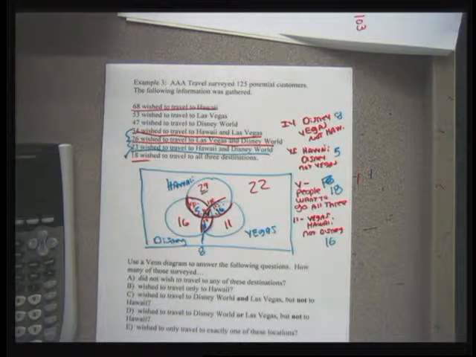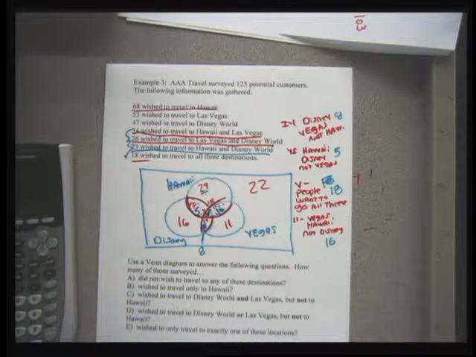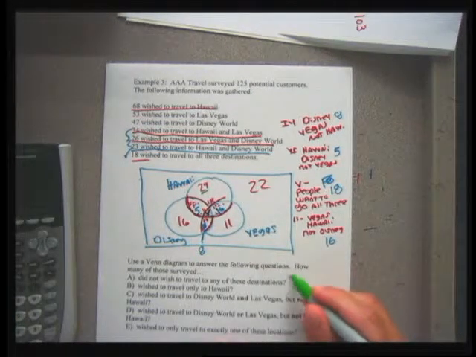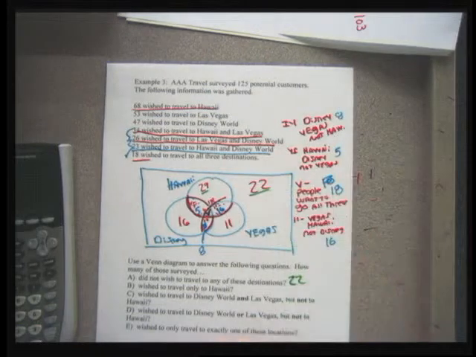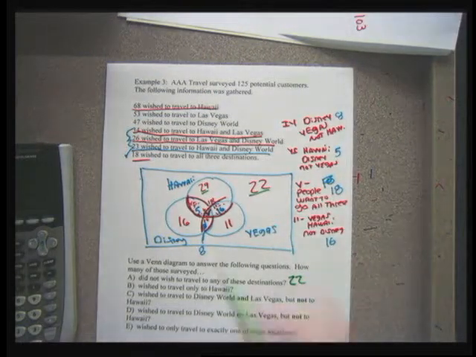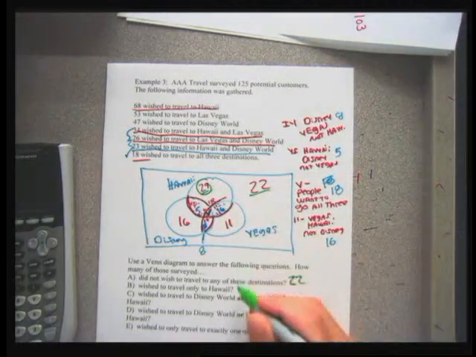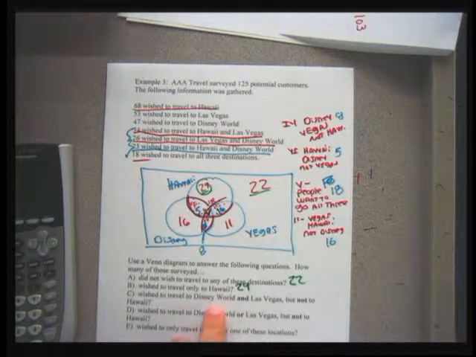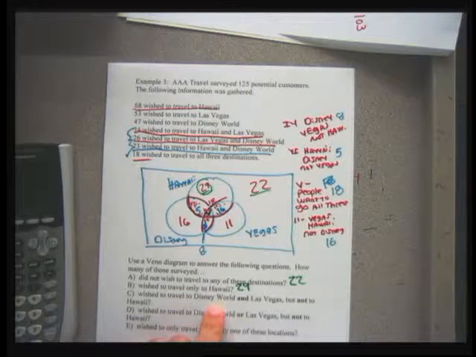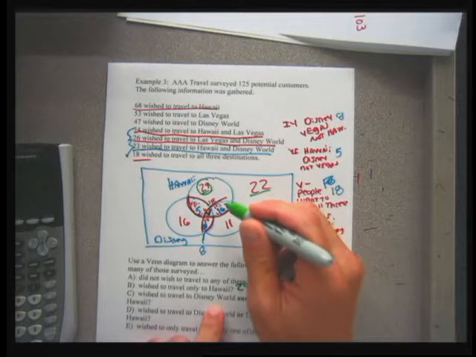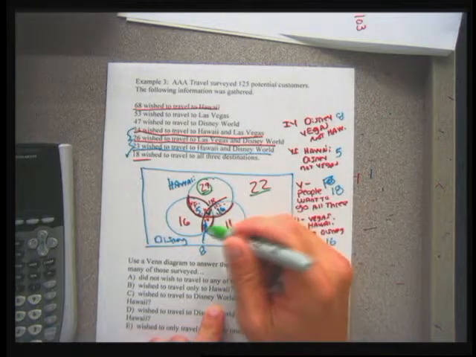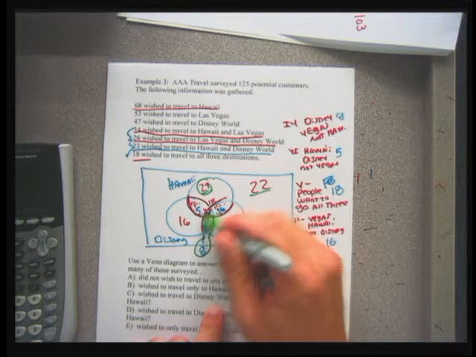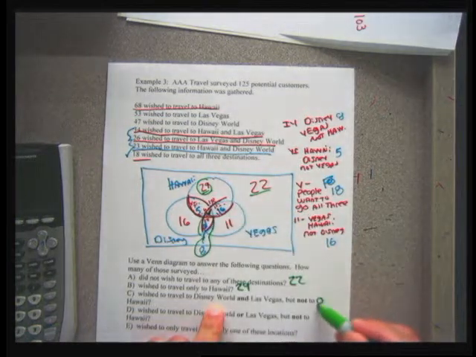Now I'm going to answer the questions. The first question should be easy. How many didn't want to travel to any? That's the 22 that's out here. How many want to travel to only Hawaii? That's the 29 here. How many want to travel to Disney World and Vegas but not Hawaii? So that's Disney, Vegas, but not Hawaii. That's this region, which is supposed to be an 8, but it wasn't really readable.